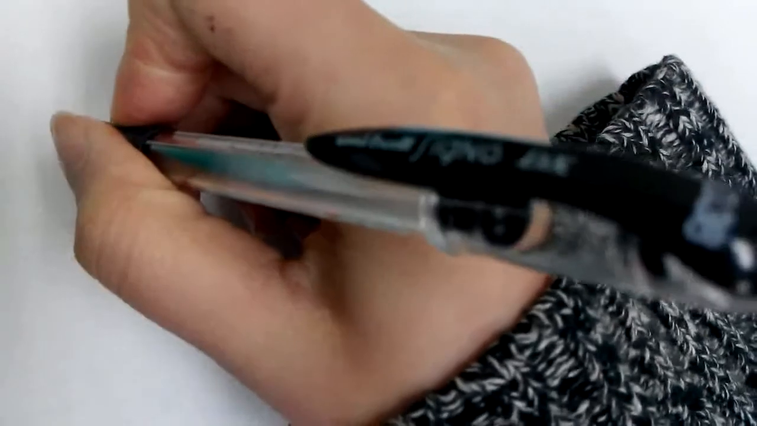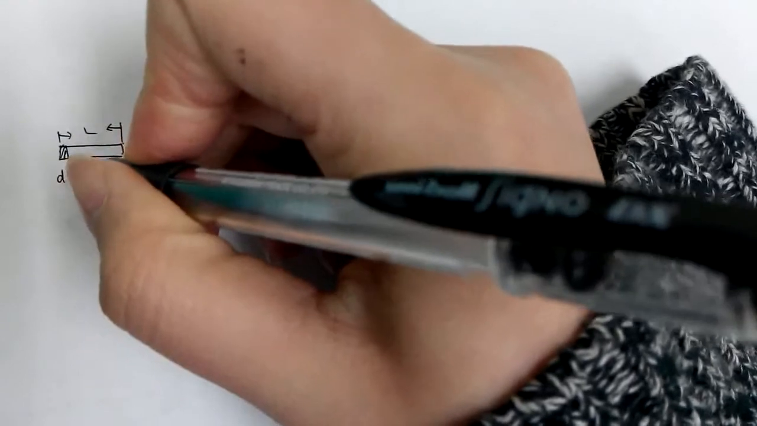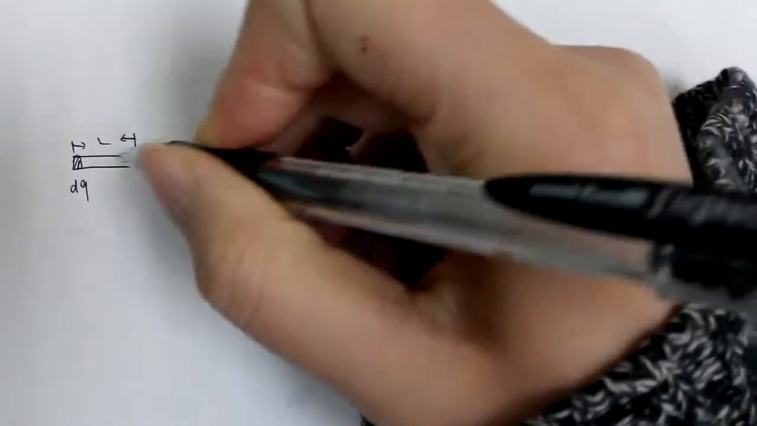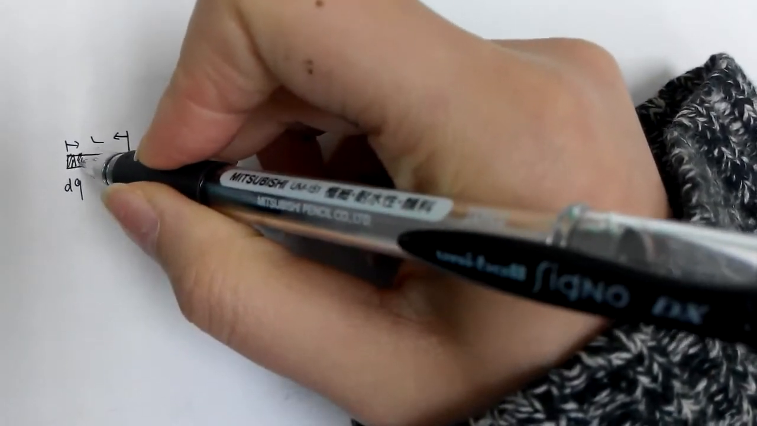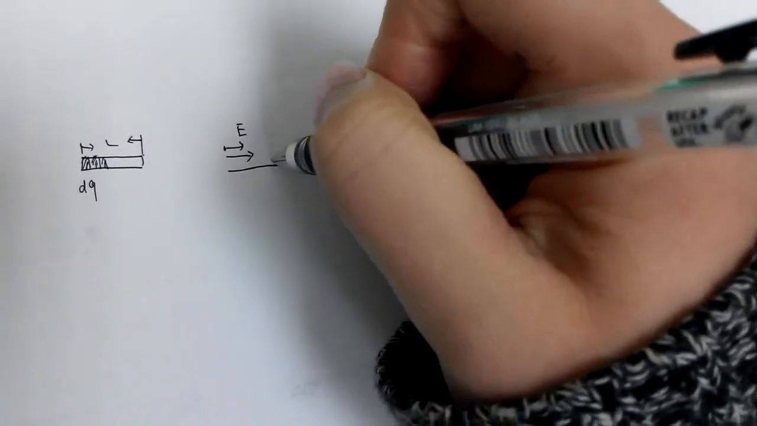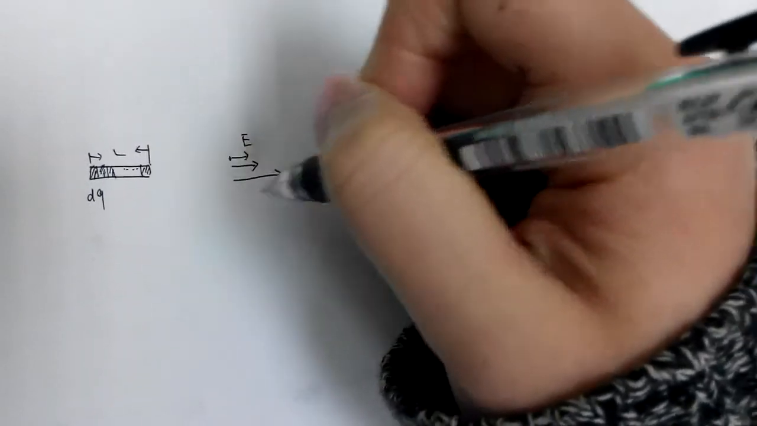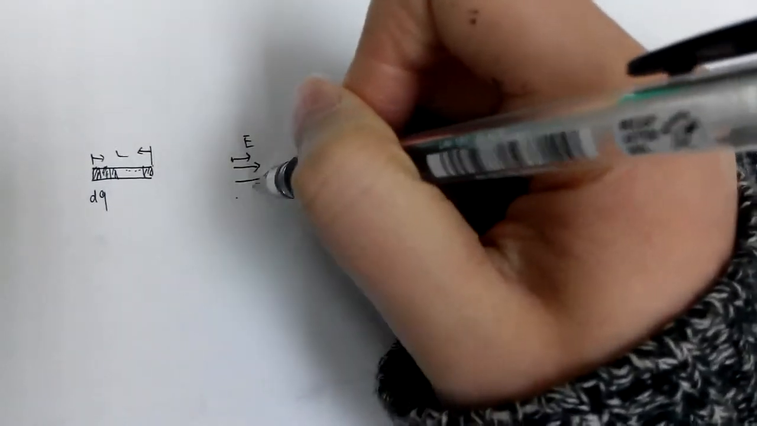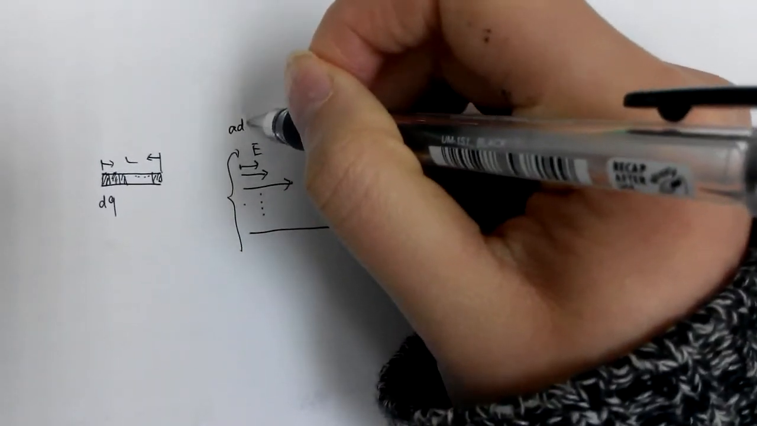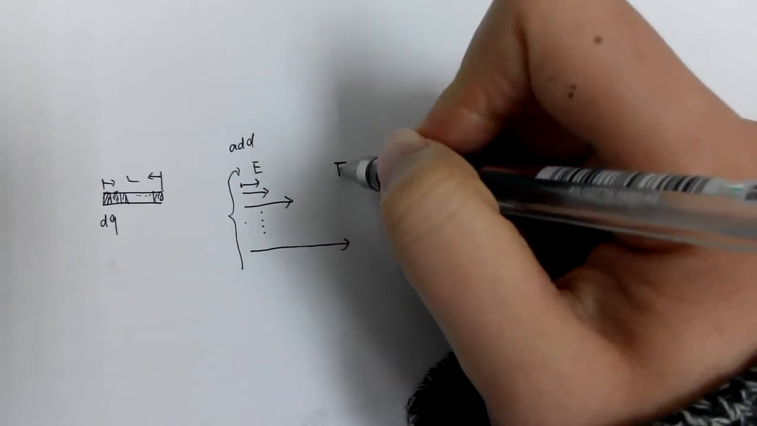This is the length L, and when we have a little dq, then at this point we have an electric field like this. Then for the next dq, we have the next E. When we get closer, for sure the electric field will get larger. Then at the last one we have the total E. So we have to sum all of the electric fields to get the total electric field.